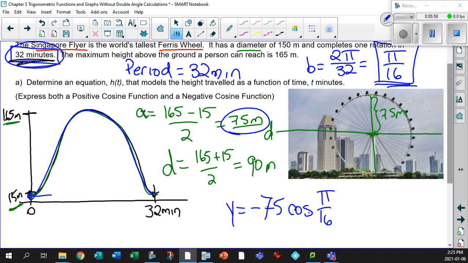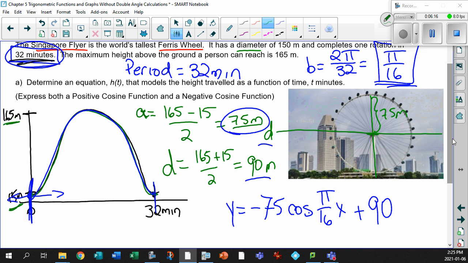Did we shift it at all? Did we go left or right here? No, we started at 0 because that's where people get on, and it takes them up to 32 minutes to get there. So this is just plain old x, plus the d value. The d value we worked out to be 90. Beautiful. There's our equation for this thing.